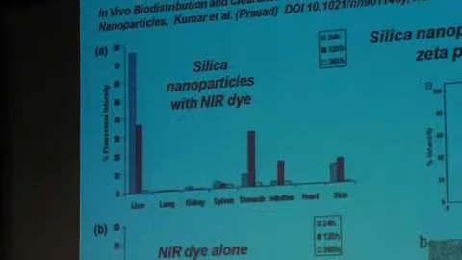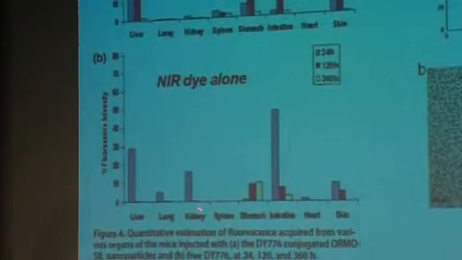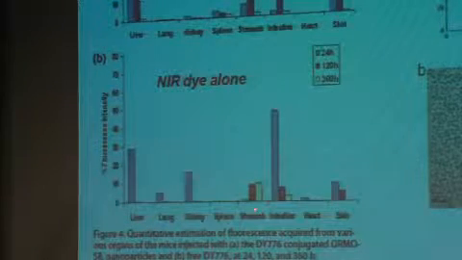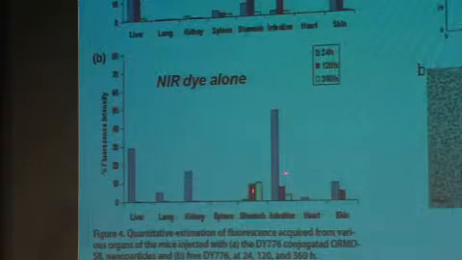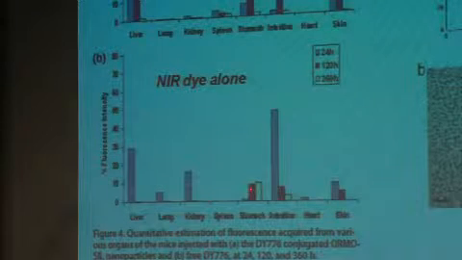Yet if you inject the dye alone, no nanoparticle, you inject the dye alone, you see a totally different distribution. A lot in the intestine because the system gets cleared from the stomach, gets cleared from the bloodstream, goes to the kidney and the intestine. And then clearly, after 120 and 360 hours, it moves then away from these sites.